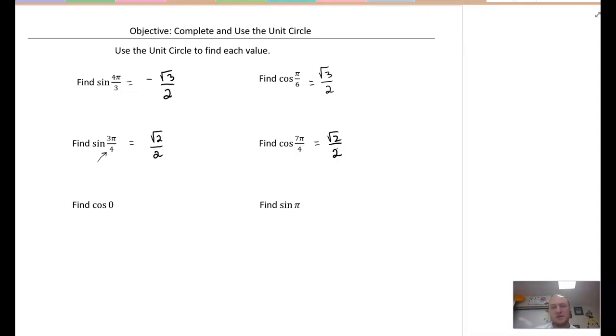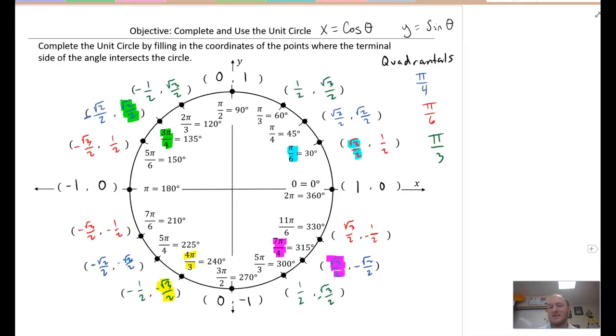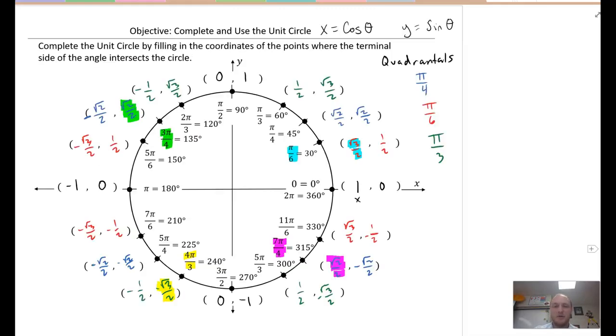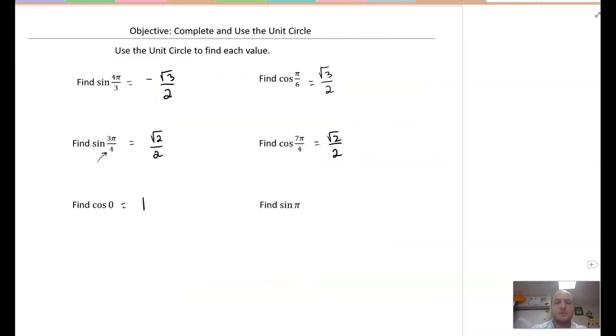They want cosine of 0. So angle 0 is pretty easy to find, and cosine is my x value, so the answer is 1. How about sine of pi? Well, that's my y value at pi. We all know where pi is here, and it's the y value, so that answer is 0.